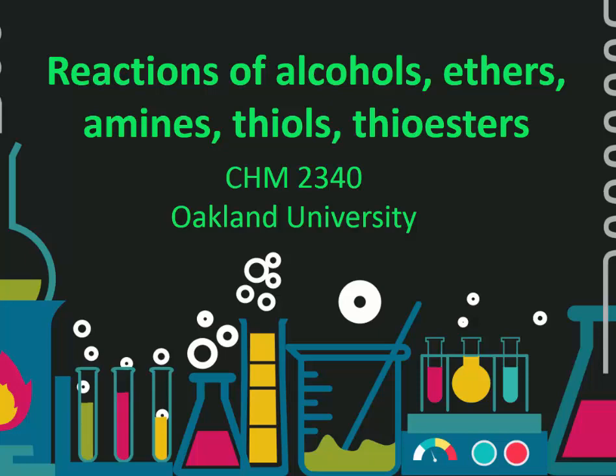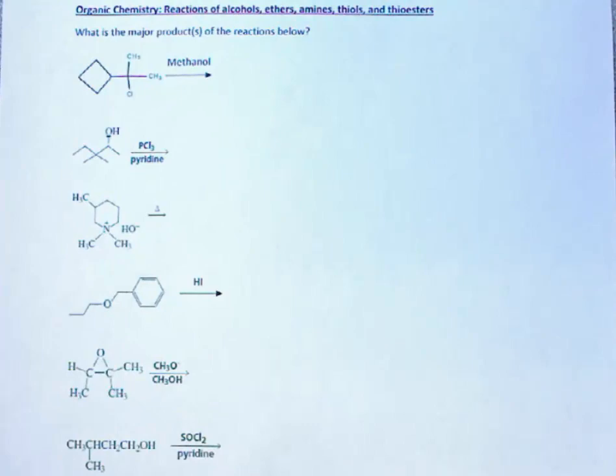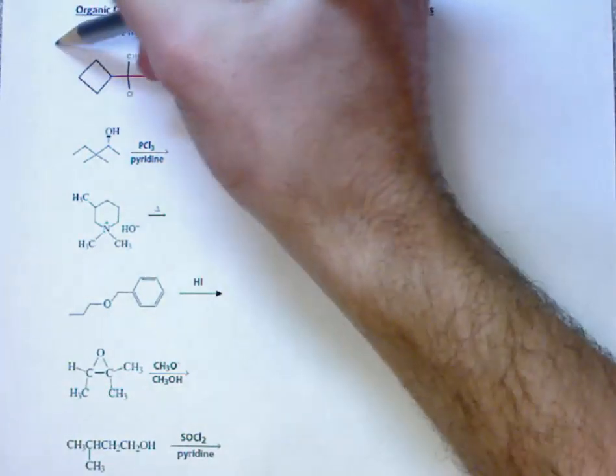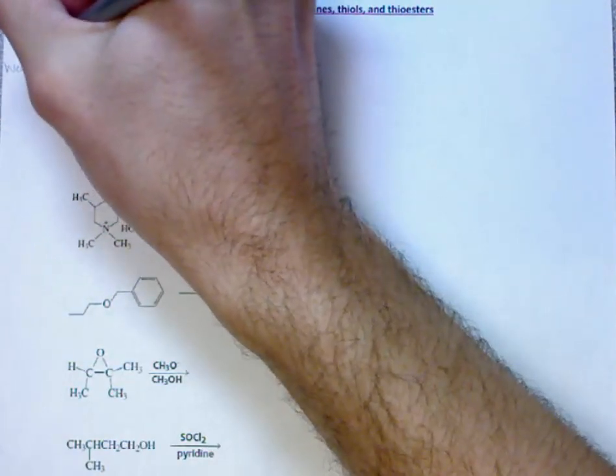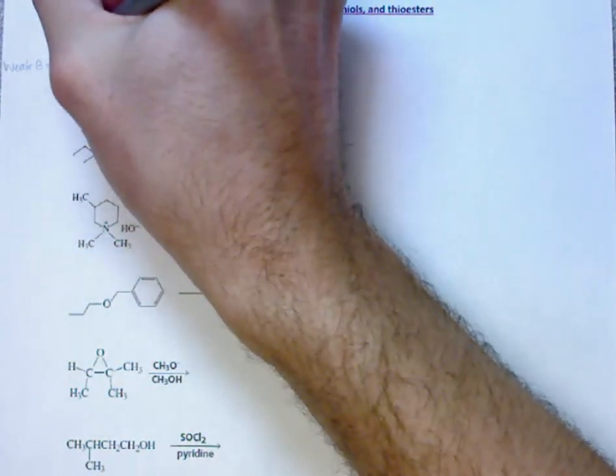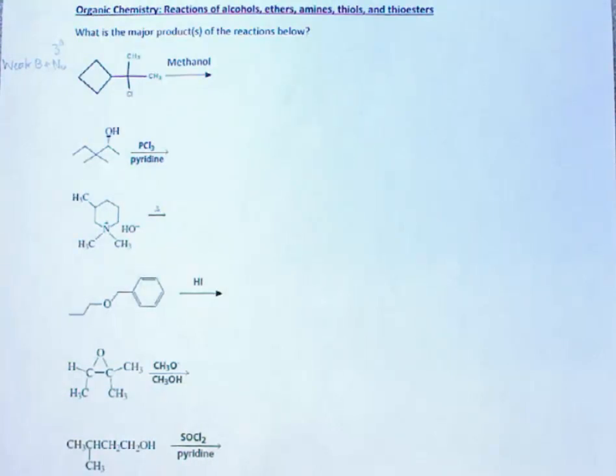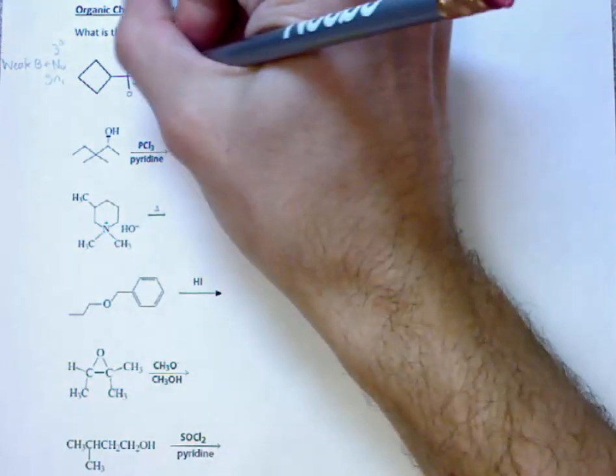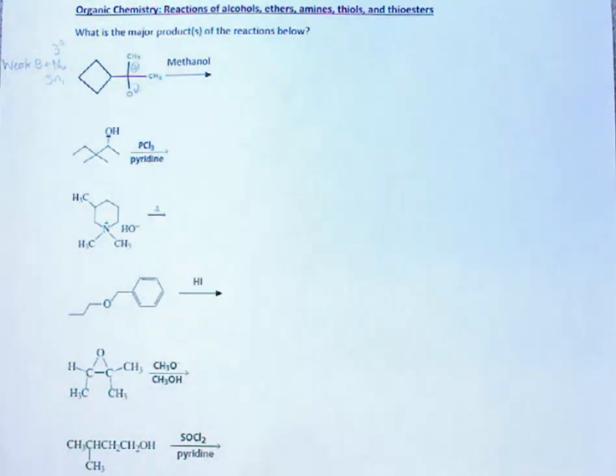In this video, we'll be talking about reactions of alcohols, ethers, amines, thiols, and thioesters. For the first reaction, we have a tertiary alkyl halide with a weak base and nucleophile. This means the reaction will be SN1. Therefore, the first step is to have the leaving group leave and form a carbocation. Since we have a 4-membered ring, and ideally we want a 6-membered ring, we can do a ring expansion.